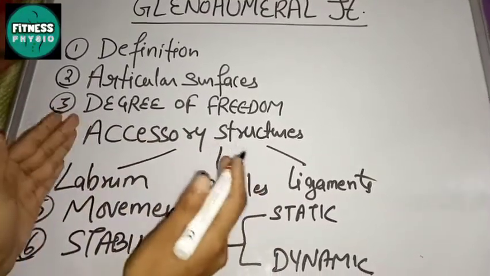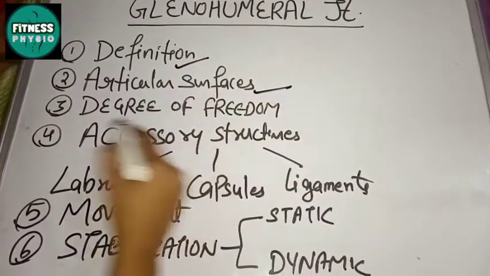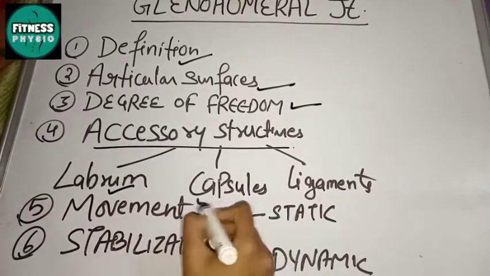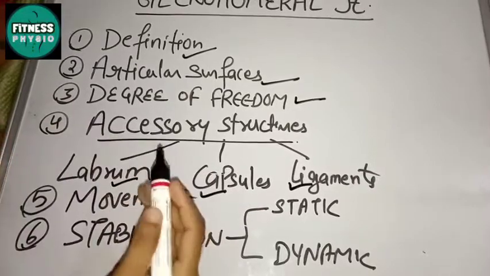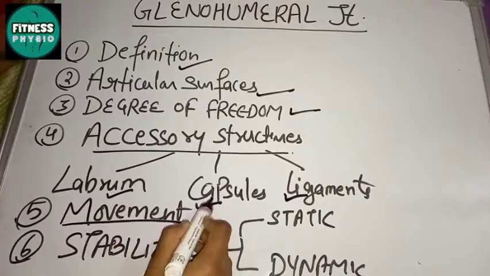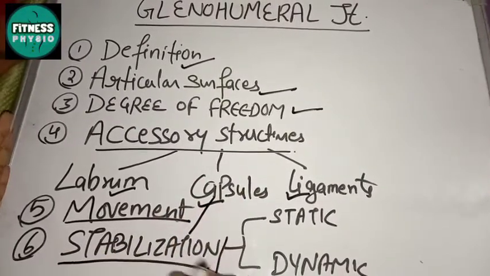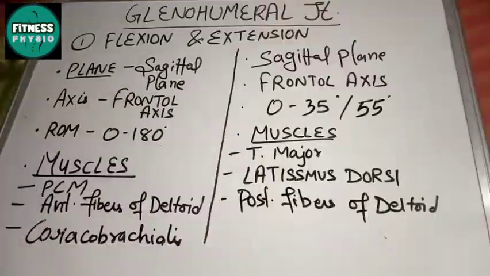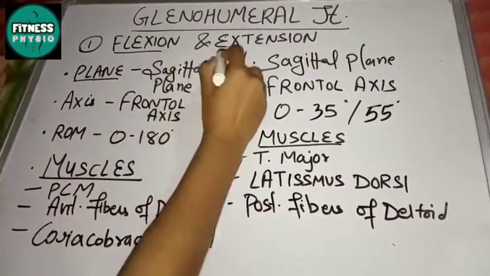We have already discussed its definition, its articular surface, degree of freedom, and its accessory structures, that is labrum, capsules and ligaments. We discussed all this in part 1 of the GH joint. In this video we will start from the movements which occur in the GH joint, and we will learn about stabilization, static and dynamic. So let's start. We are starting with the first movement, that is flexion and extension.